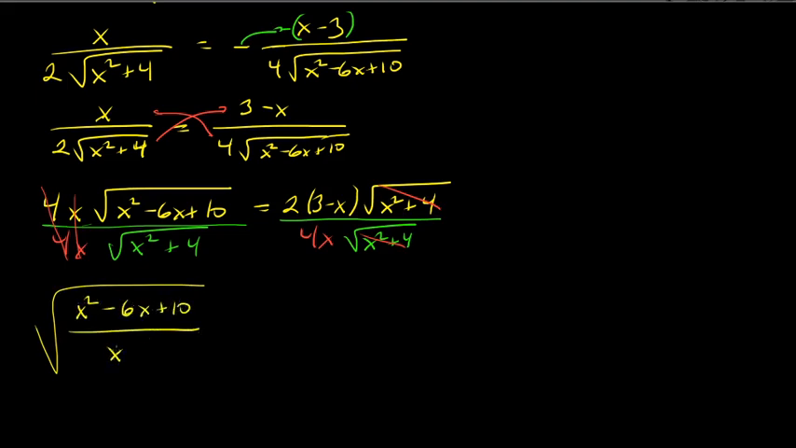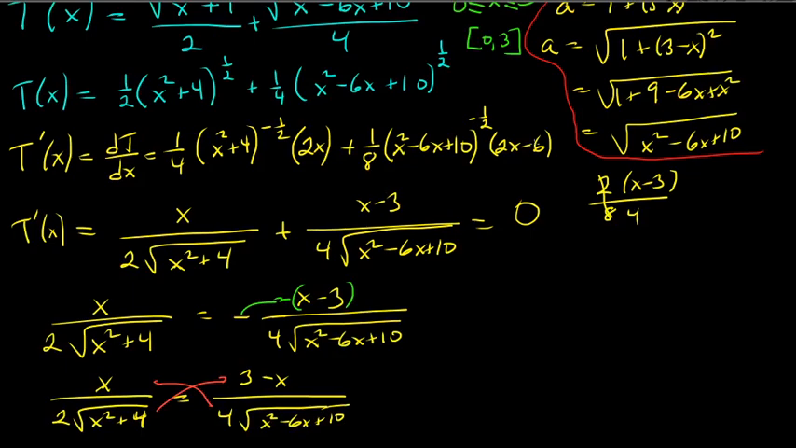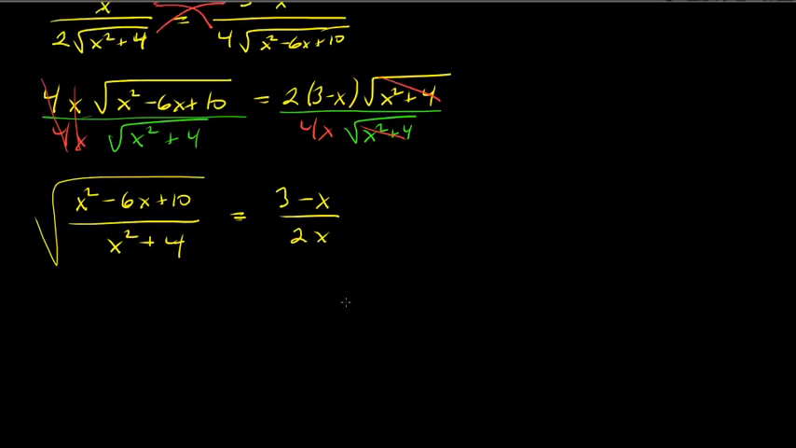I don't know if this makes it any easier or not, but that's a 4. And then the right side is what? It's 2 over 4 is 1 over 2, so 3 minus x over 2x. Okay. Again, we're finding the critical numbers, right? We took the derivative, we set it equal to 0, and now we're solving for x. So now I think this is a good time to square both sides, get rid of that square root.